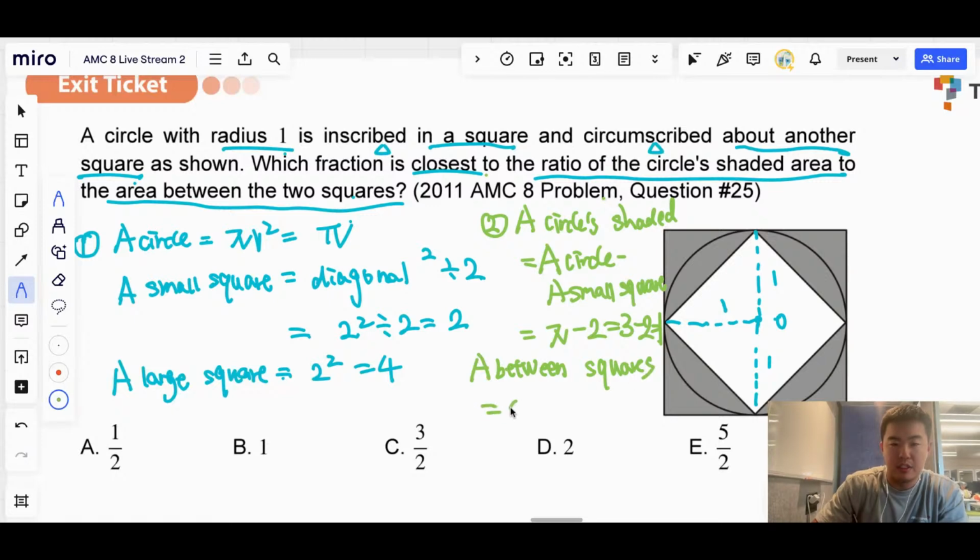So that's just 4 minus 2, right? Area of a large square minus area of a small square. So that's 2. Therefore, our desired ratio is 1 for the numerator and 2 for the denominator, right? So I'll put a little box. In this case, we are choosing option A.